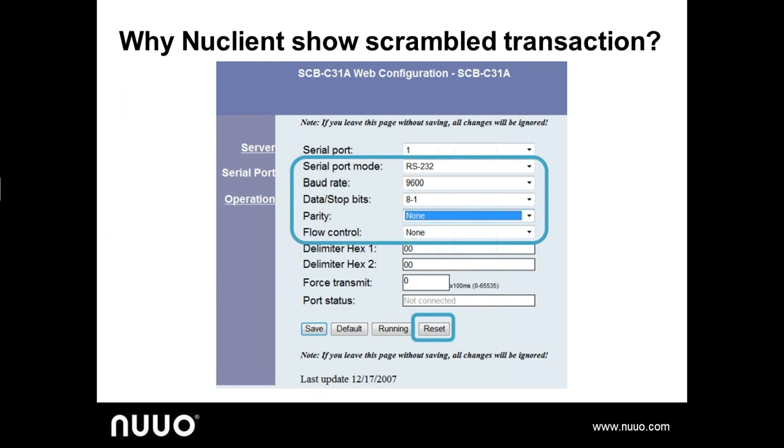As you can see, there are a few parameters that can be configured. If the baud rate doesn't match, it may not receive any transaction data or may skip part of it. If the parity doesn't match, it may show gibberish transactions. Also, please make sure to press the Reset button after any configuration change.